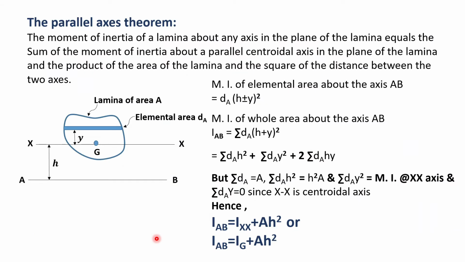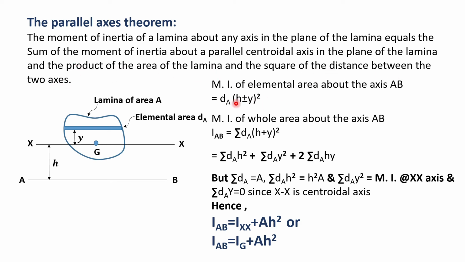The next important theorem is the parallel axis theorem, dear student. So what does this theorem say? According to this theorem, the moment of inertia of a lamina about any axis in the plane of the lamina equals the sum of the moment of inertia about a parallel centroidal axis in the plane of the lamina and the product of the area of the lamina and the square of the distance between the two axes.